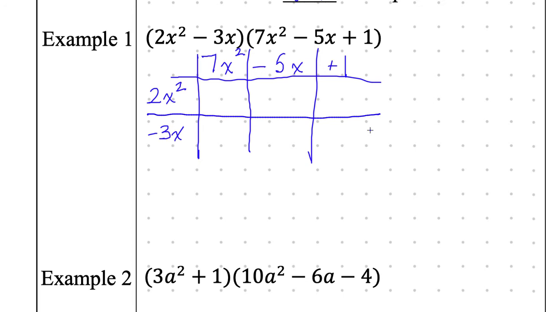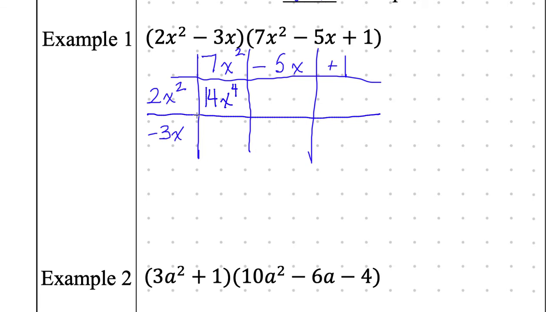So write out your polynomial, your binomial, your trinomial, whatever it is, and then make them into rows and columns. All right, there's 6 people that get some XP here. There's 6 different cells. My first cell is the top left, 7x squared times 2x squared. Beverly? 14x to the 4. It is indeed 14x to the power of 4.